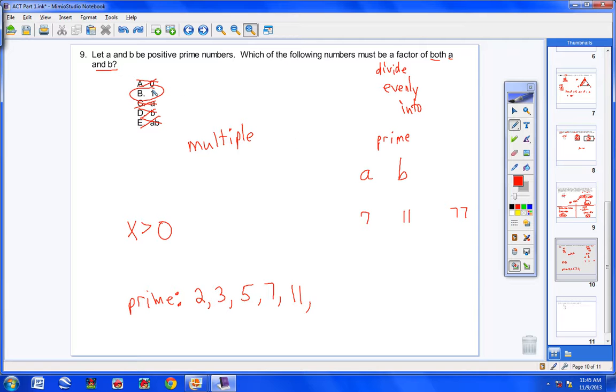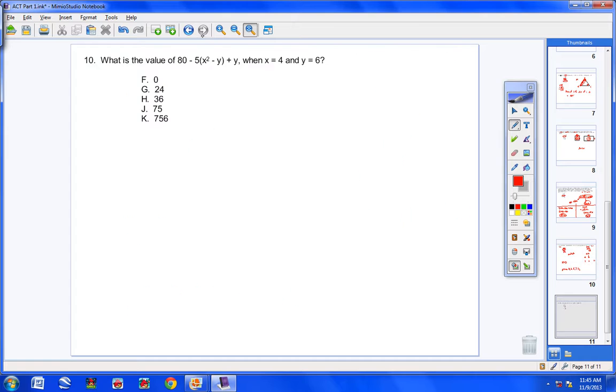So 1 will definitely go into 7, or whatever prime number you have here, evenly, and 1 will definitely go into B evenly. So they're testing, do you remember the definition of a prime number? And they're testing your ability to remember the difference between a factor and the multiple of a number. I hope this helps. Number 10.